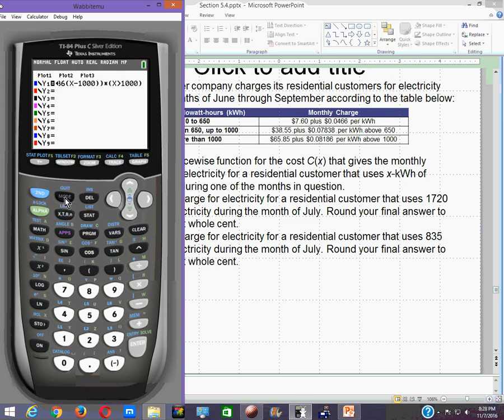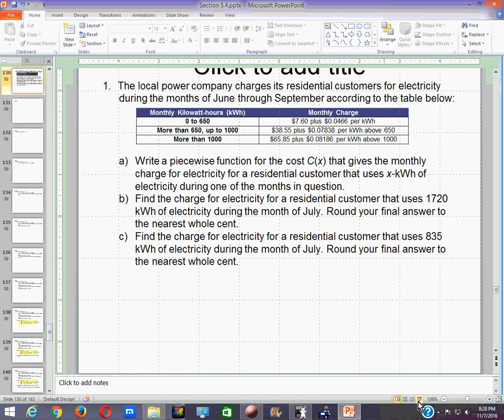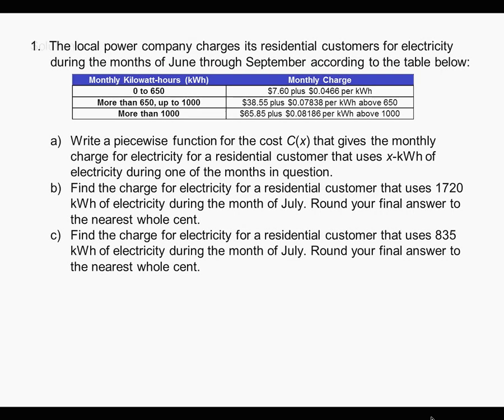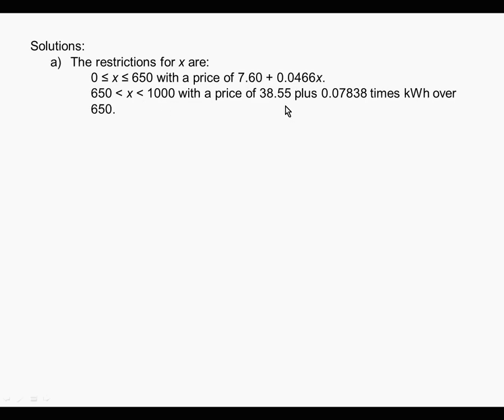And we'll quit that. Now to go through the details here, let me get caught up to where we are. So here are our details. For part A, the restrictions for x: 0 is less than or equal to x less than or equal to 650 with a price of 7.60 plus 0.0466x. Then 650 less than x less than or equal to 1,000 with a price of 38.55 plus 0.07838 times kilowatt hours over 650. Now again, kilowatt hours over 650 is x minus 650, because notice if x is 700 kilowatt hours, 700 minus 650, you have 50 above that.